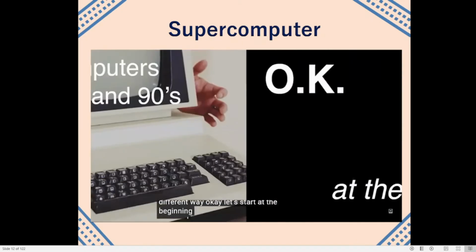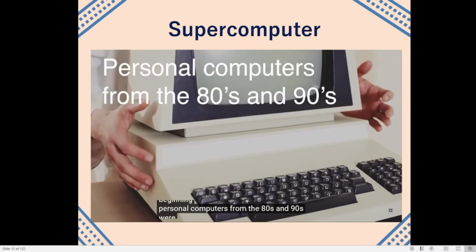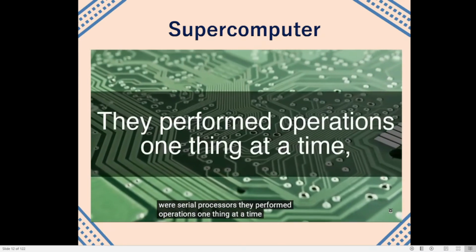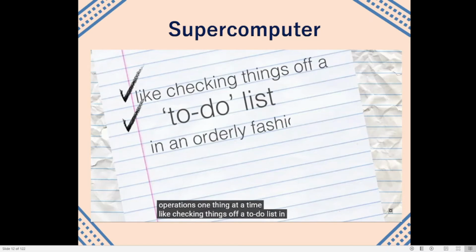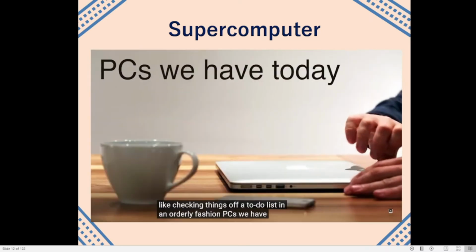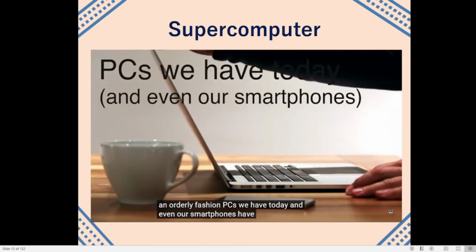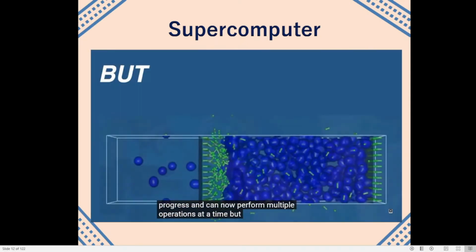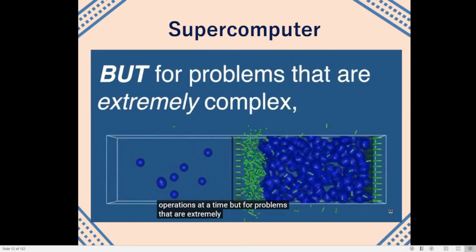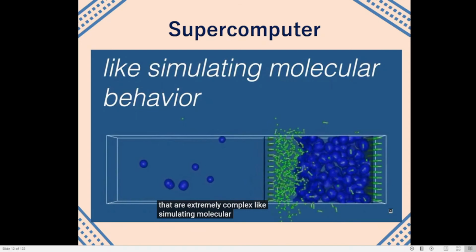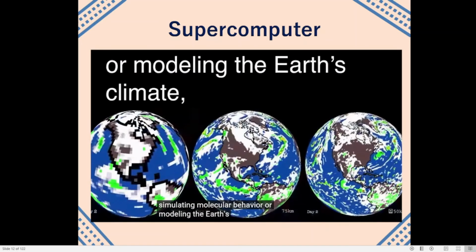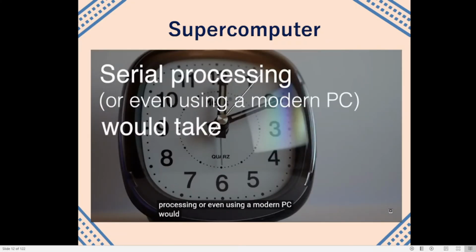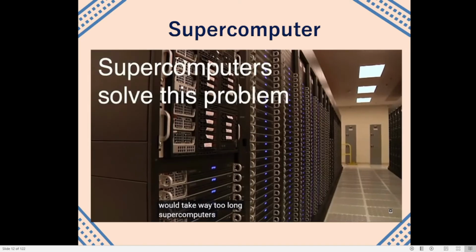Okay, let's start at the beginning. Personal computers from the 80s and 90s were serial processors. They performed operations one thing at a time, like checking things off a to-do list in an orderly fashion. PCs we have today, and even our smartphones, have made a lot of progress and can now perform multiple operations at a time. But for problems that are extremely complex, like simulating molecular behavior or modeling the Earth's climate, serial processing, or even using a modern PC would take way too long.